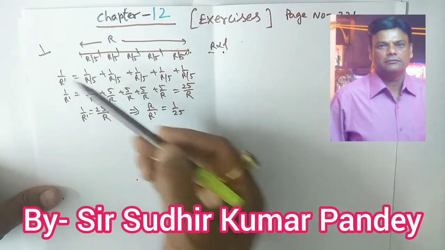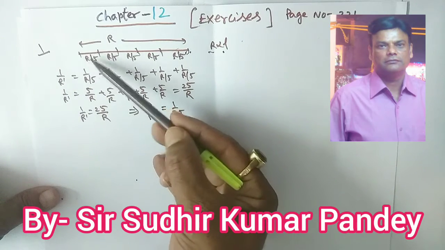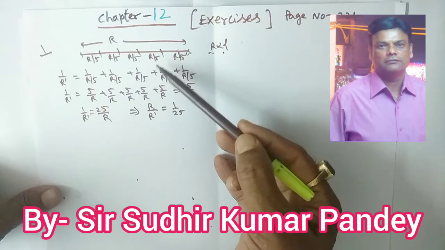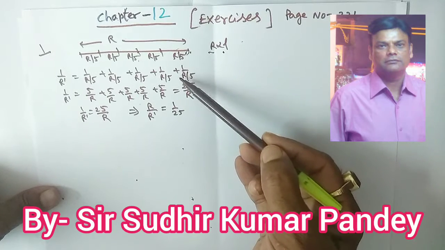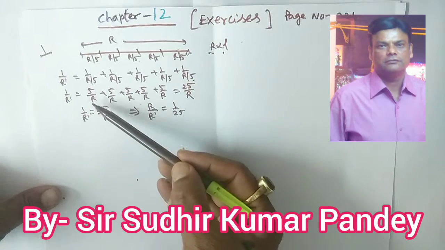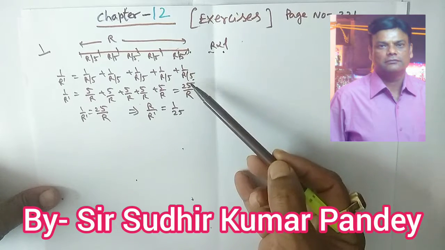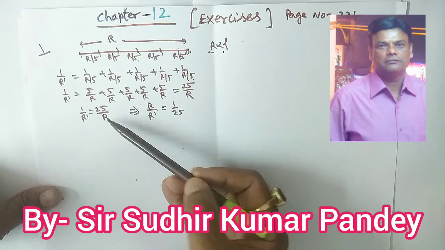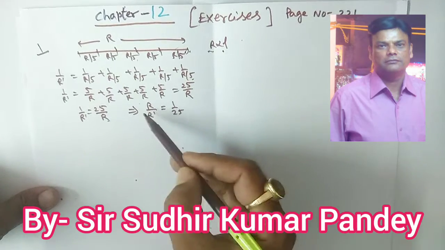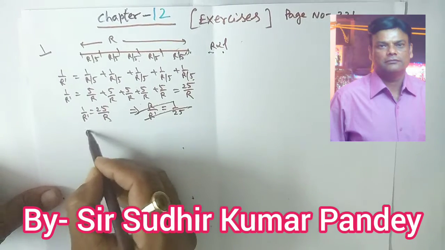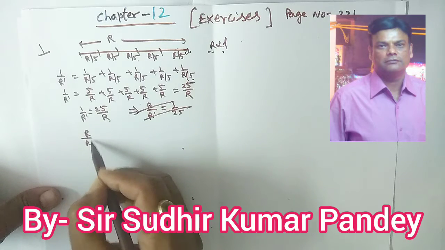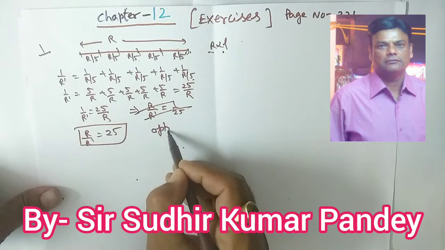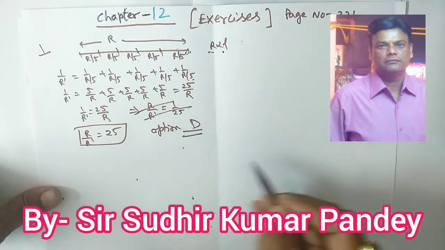So 1 upon R dash is equal to 1 upon R upon 5 plus 1 upon R upon 5 plus 1 upon R upon 5 plus 1 upon R upon 5 plus 1 upon R upon 5. So 5 upon R, 5 times, so it is 25 upon R, or 1 upon R dash is equal to 25 upon R. So we can say R upon R dash is equal to 25. So this is option D. Option D of the question is correct.